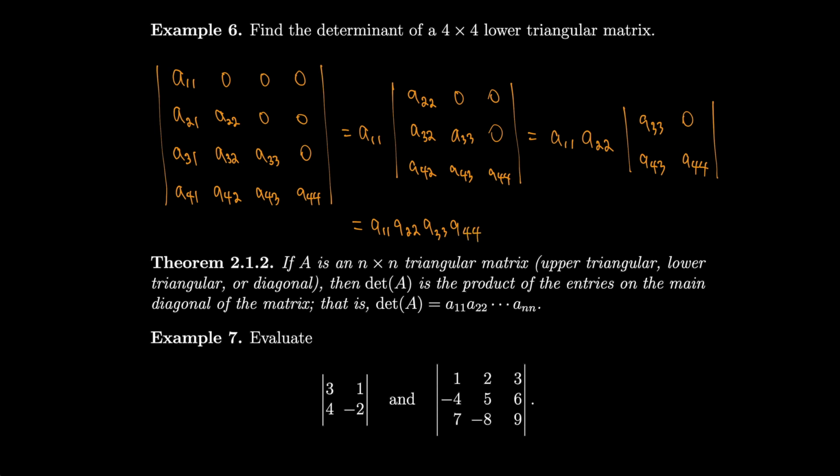So that leads us to this next theorem. If A is an n by n triangular matrix, upper triangular, lower triangular, or diagonal, then it shouldn't be surprising the determinant is the product of the entries in the main diagonal. You just multiply all of these guys. That's your determinant. So you could say it's just A1,1, A2,2, etc., all multiplied all the way through to Ann.